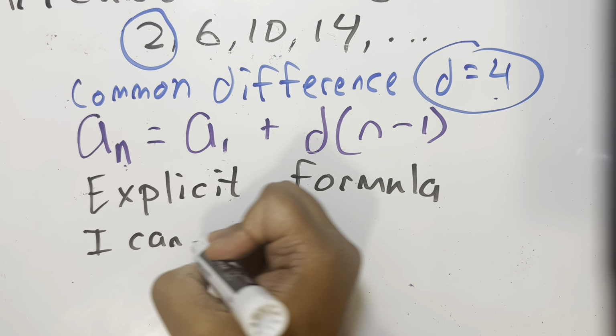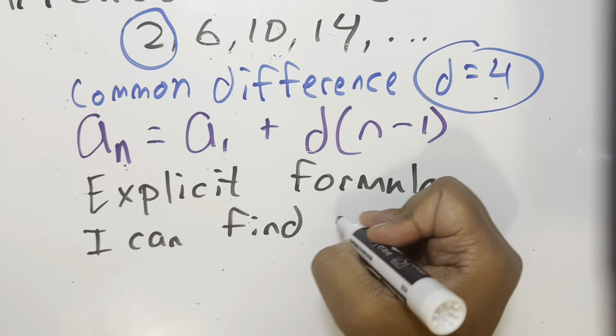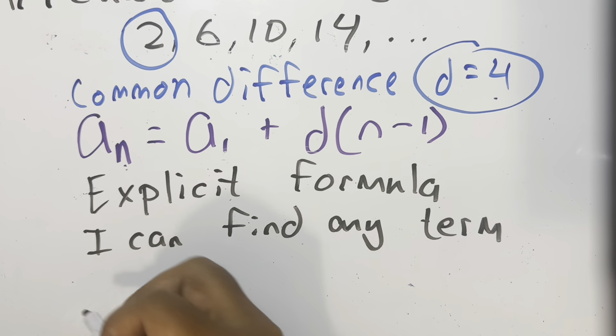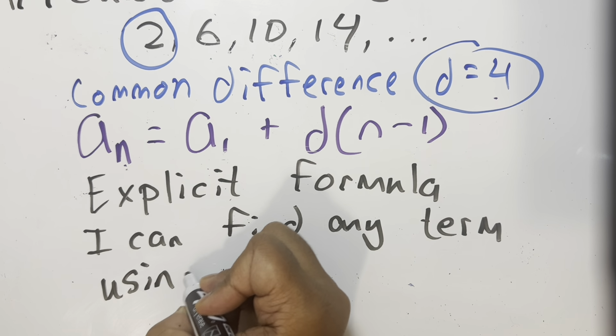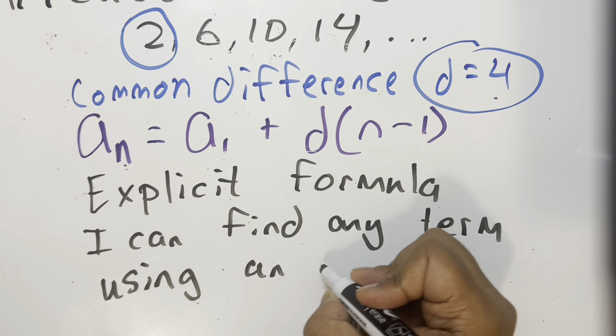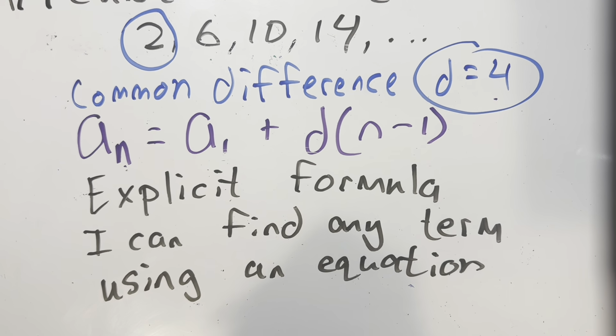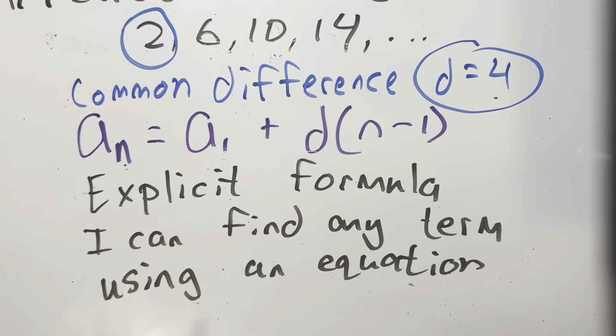I can find any term using an equation. That's what the explicit formula is. All right? So let's keep that in mind.